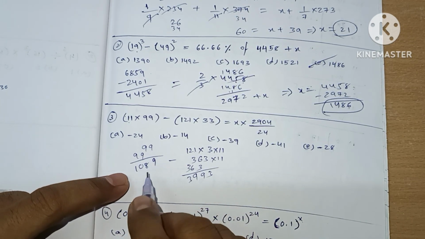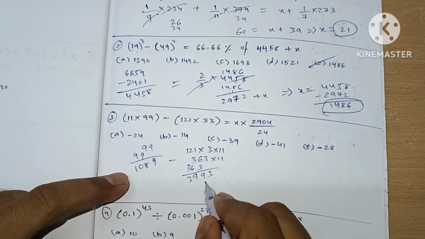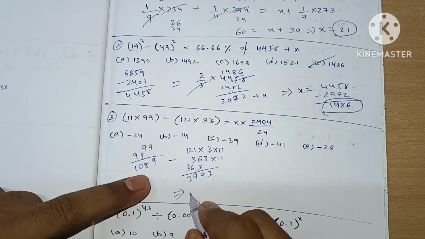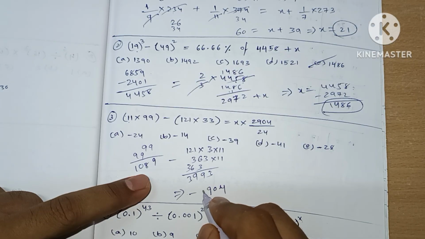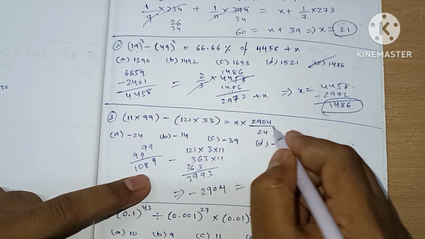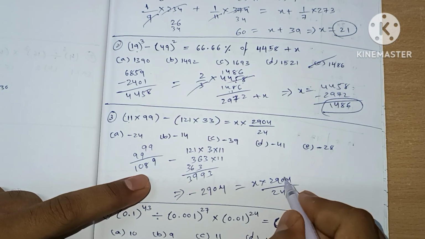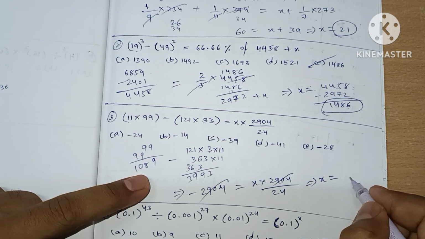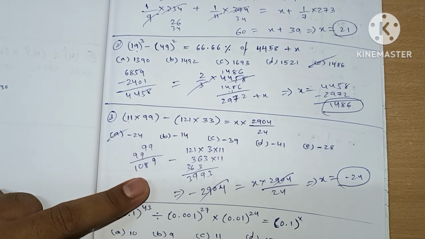So we got the values of this one and this one. So 1089 minus 3993. So the value of this must be minus 4092 equals x into 2904 divided by 24. This and this cancel. Now we have x equals minus 24. So the answer will be minus 24, option A.